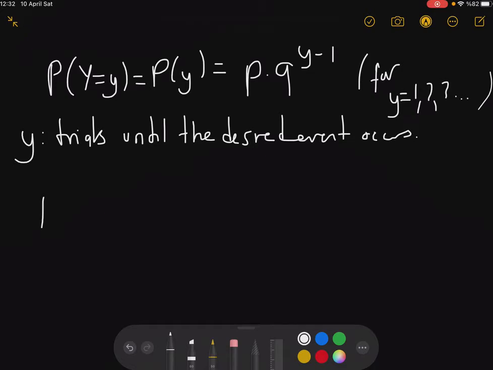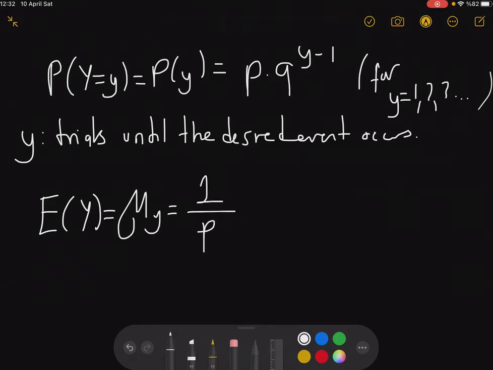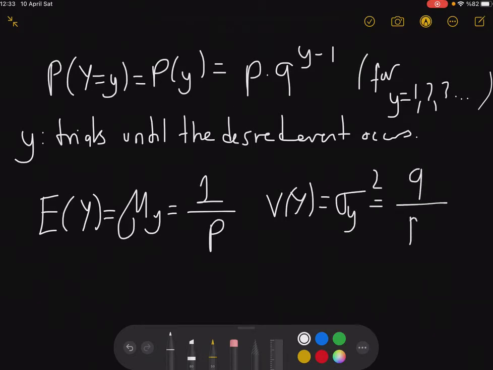So when you take a look at the expected value of this Y, it would be 1 over p. In fact, this one was r before in the negative binomial distribution. Since your r is equal to 1, it is 1 over p. And your variance will be q over p squared, which also had some r here before, but since r is equal to 1, it reduces to this value.